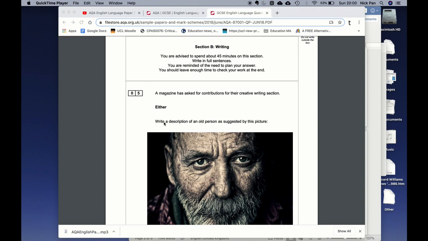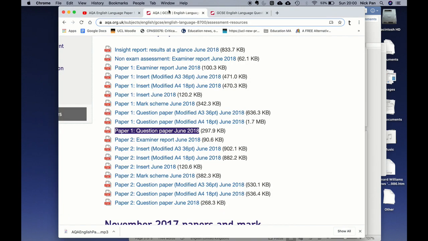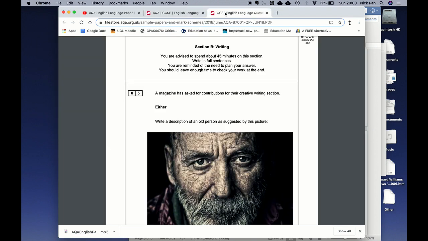So, I'll be talking about the examiner report, which I'm sure you've had so much time to look at in your abundant free time. But I'll be adapting it. That was a joke, by the way.